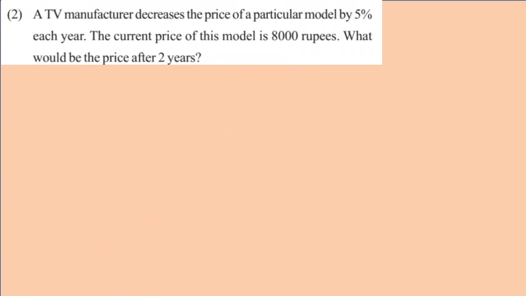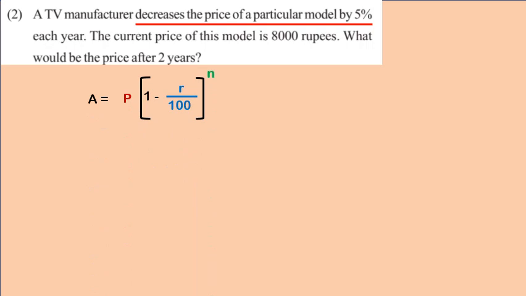Question number 2. A TV manufacturer is decreasing the price of a particular model by 5% each year. The current price of this model is 8,000 rupees. What would be the price after 2 years? See children, in this question annual rate is decreased by 5%. So we have to use the formula A equal to P into 1 minus R by 100 all raised to N. Here P is the current price of TV, that is 8,000, and R is the annual rate of decrease, that is 5%. N is the number of years, that is 2 years.